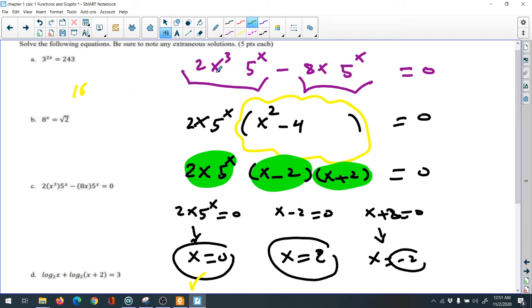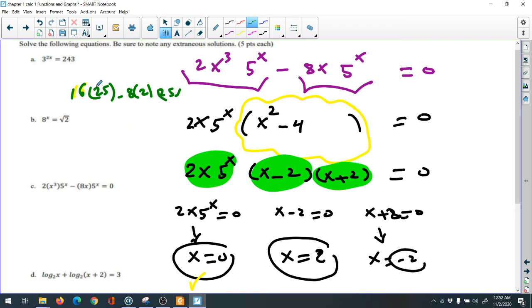Substitute for x equals 2. 2 to the third is 8, times 2 is 16. And we still have 5 to the second, which is 25. So this is 16 times 25 minus 8 times x, which is 2, and 5 squared, which is 25. So you see 16 times 25, the same as 8 times 2 is 16, times 25.